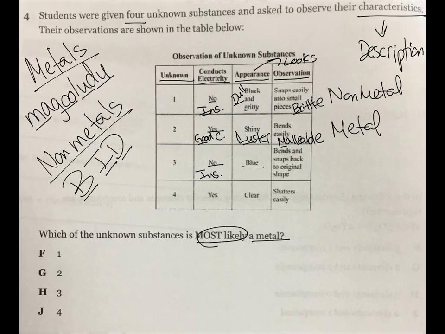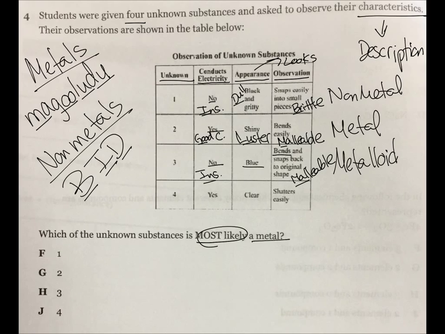Observation, bends and snaps back to original shape. So if it can bend easily, it won't break easily. That means it's also malleable. So in this case, if it's malleable and it's an insulator, which means you have a little bit of Magoo-Doo and BID, what would you consider this one? Great job. This one would be a metalloid.